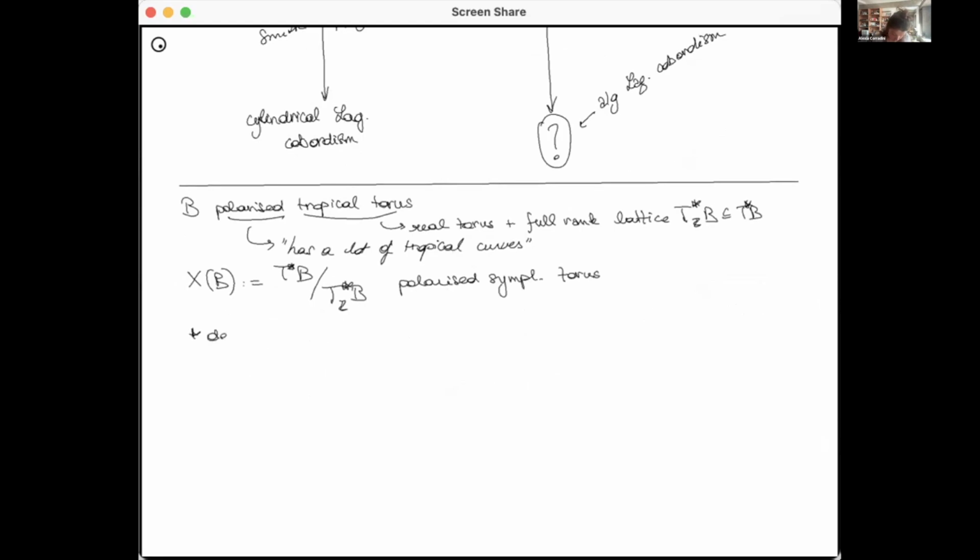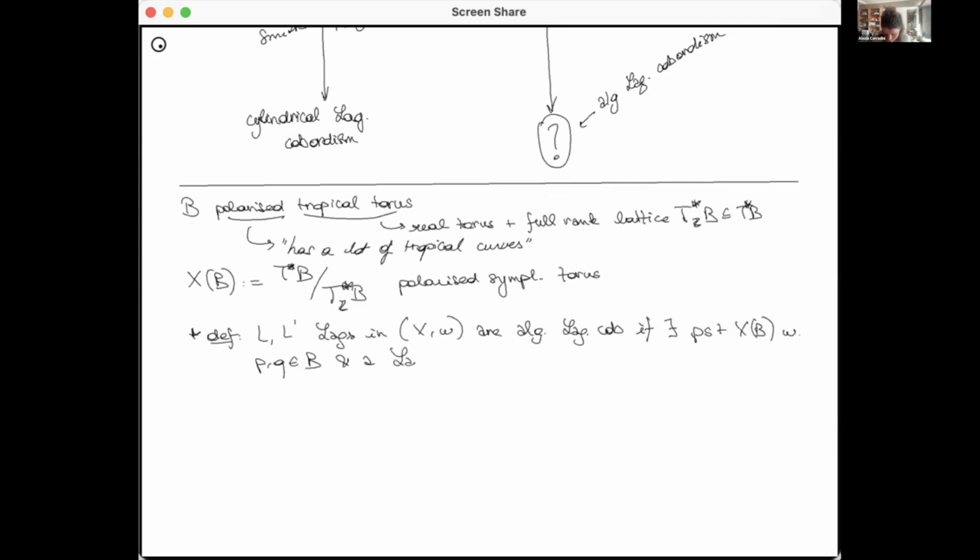So, okay, now I can give the definition. If I take two Lagrangians L and L prime in some symplectic manifold X omega, I say that they're algebraically Lagrangian cobordant if there exists a polarized symplectic torus, X of B, with two points, say P and Q, in the base B, and a Lagrangian, say gamma, inside this product, X of B times X, and I'll reverse the symplectic form on this first factor, that satisfies the following two conditions.